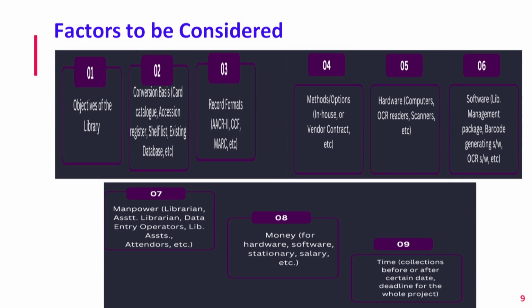So I have made some 9 points in that way. You can look at this particular slide and see that these are all the major factors which are going to affect the retrospective conversion. The first one is the nature of library. That means the library collection which you are holding. And the next one is conversion basis. From where to where you are converting.